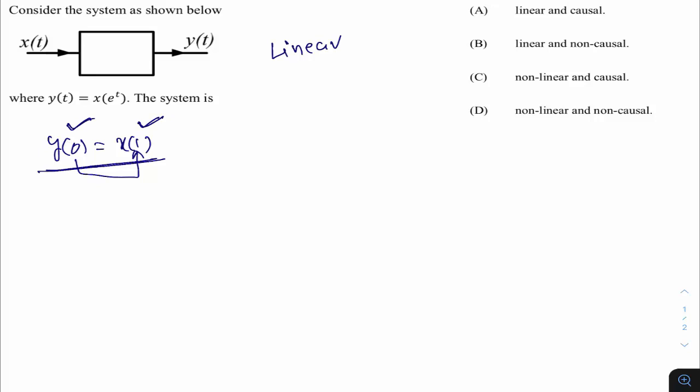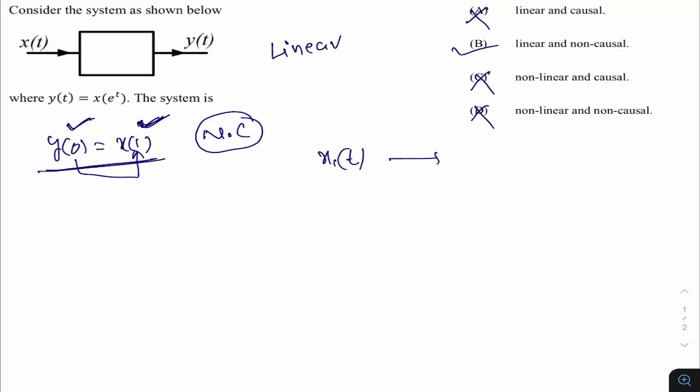That means with respect to 0, 1 is future or not? Yes. So here we have the future dependency. If you get future dependency, it means this is a non-causal system. Very simple. So this is a non-causal system. So option A is wrong and option C is wrong. And non-causal and linear, if you see, this is option B. D is also wrong.